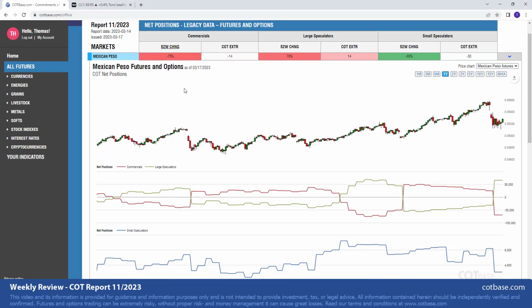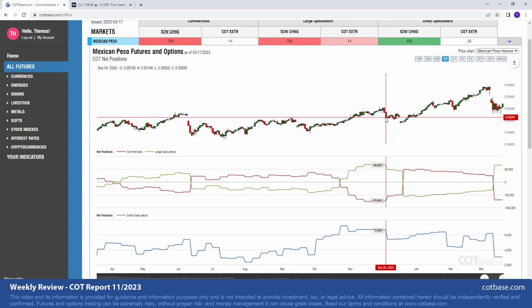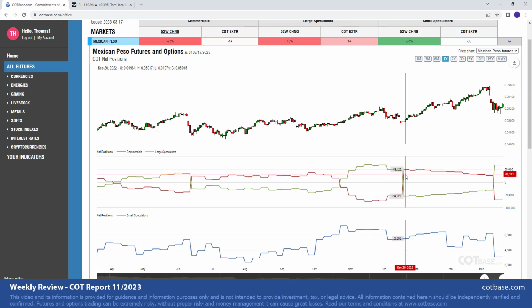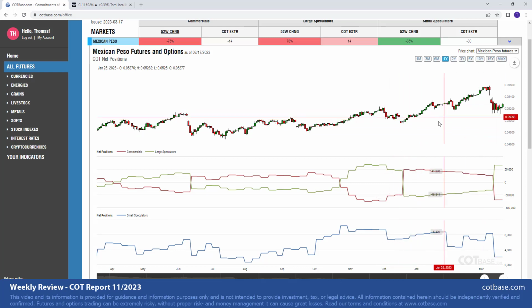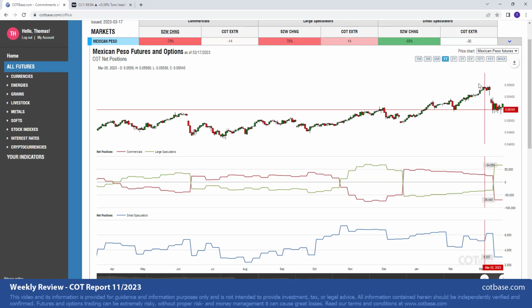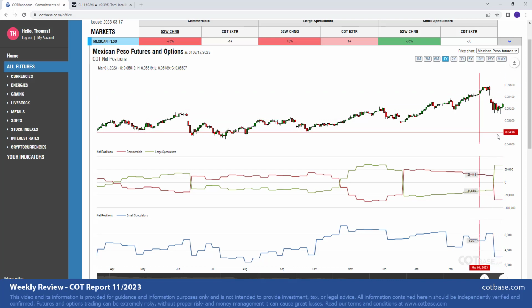So Mexican peso, here we have a 75% change in commercials net positions. You can see that it is a huge change. We have seen this once just towards this bottom, back in December. This was actually a bullish COT change signal, seemingly effective, pushing the market higher. Interestingly, we are witnessing a bearish COT change signal, but we've already witnessed a bit of a decline. So it's really not the best setup, actually.